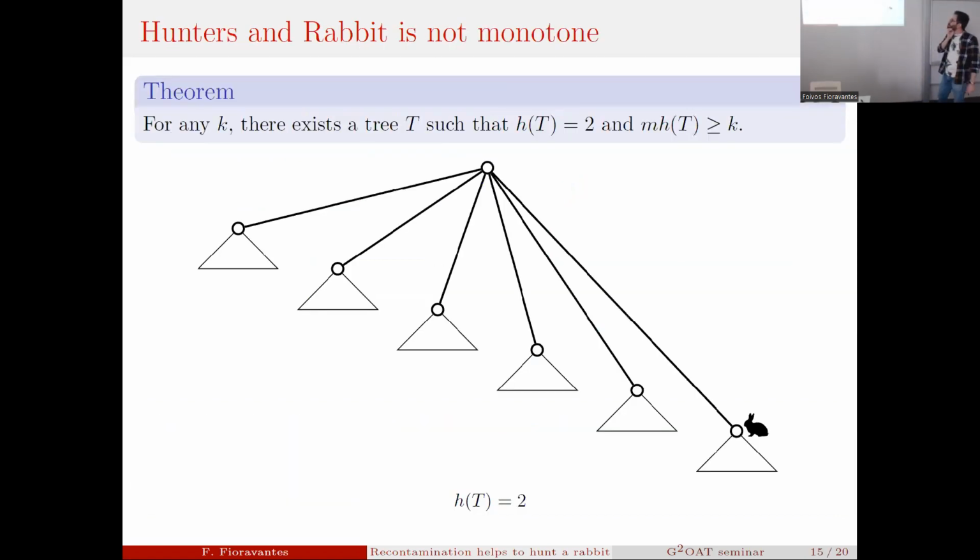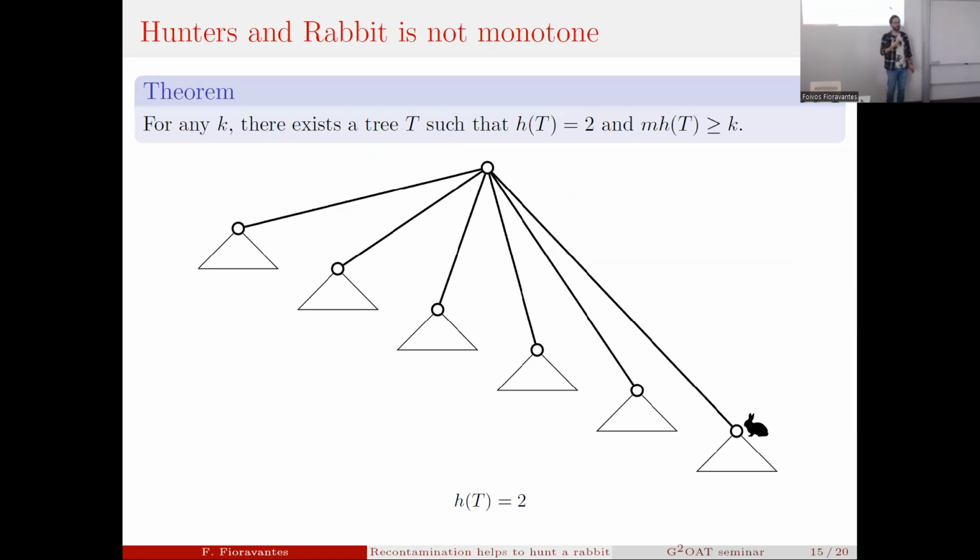So this is the tree. I repeat, I have put a rabbit here. You don't see the rabbit. It's just there to help understand what's happening. So my claim is that this tree has hunter number equal to 2.